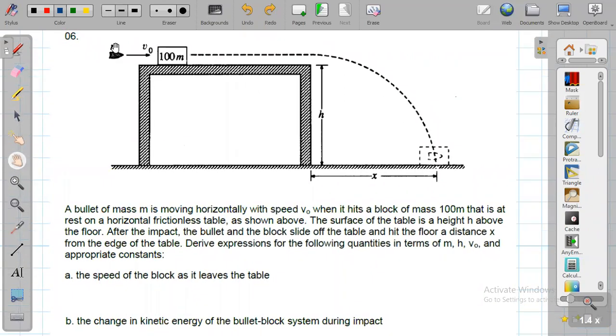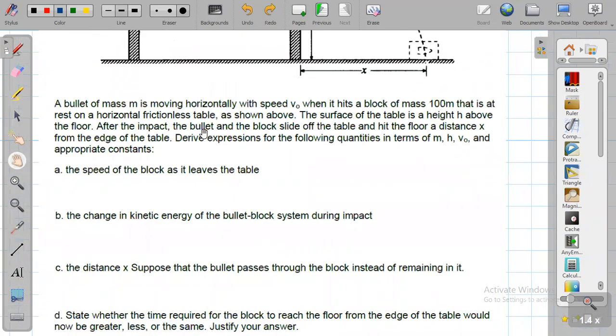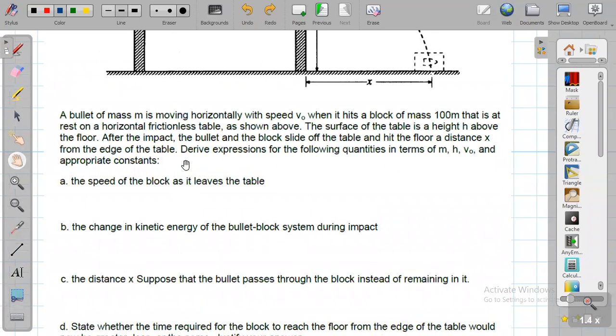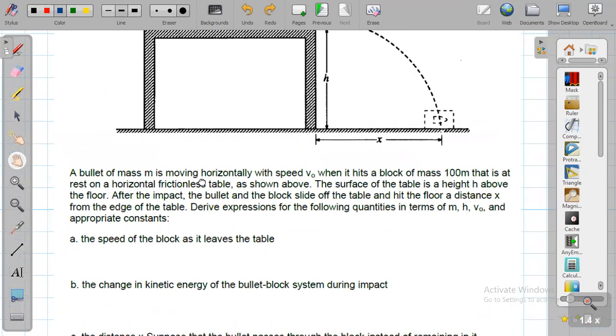Okay. This one is moving with a mass of m and a velocity of v naught, and it has a mass of 100 m here and a height of h and x. The bullet is moving horizontally toward a frictionless horizontal table as shown, and the surface of the table is high up above the floor. After the impact, the bullet and the block slide off the table and hit the floor at distance x from the edge of the table. Derive an expression, using the quantities m, h, v naught, and appropriate constants, for the speed of the block as it leaves the table.